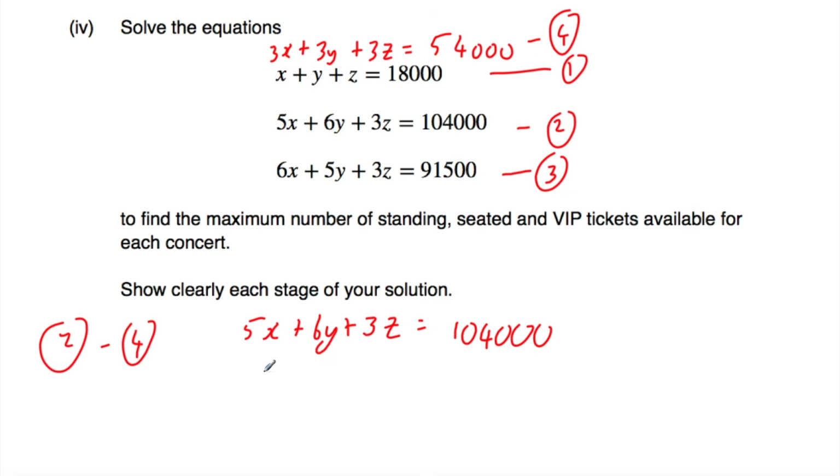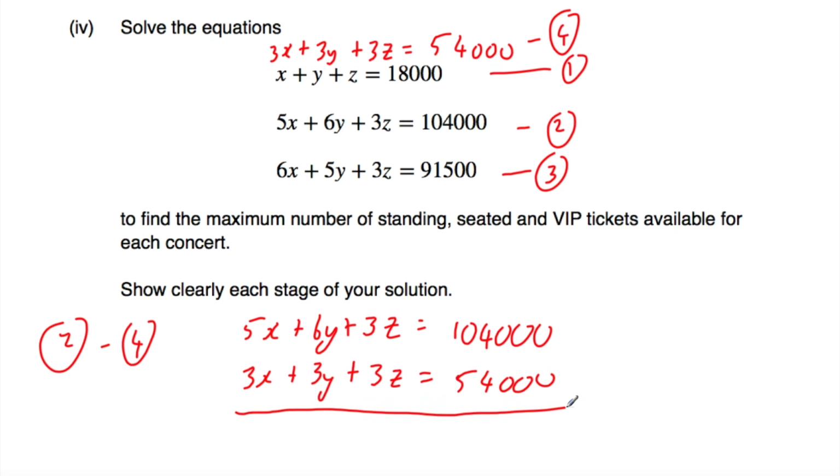And equation 4 is 3x plus 3y plus 3z equals 54,000. And then if we take them away, let's see what we get. 5x, let's write there, subtract. 5x take away 3x is 2x. 6y take away 3y is 3y, and the z's cancel out because 3z take away 3z is 0. And then if we have 104,000 take away 54,000, that leaves us with 50,000. So that's great, and I'm going to call that equation 5.